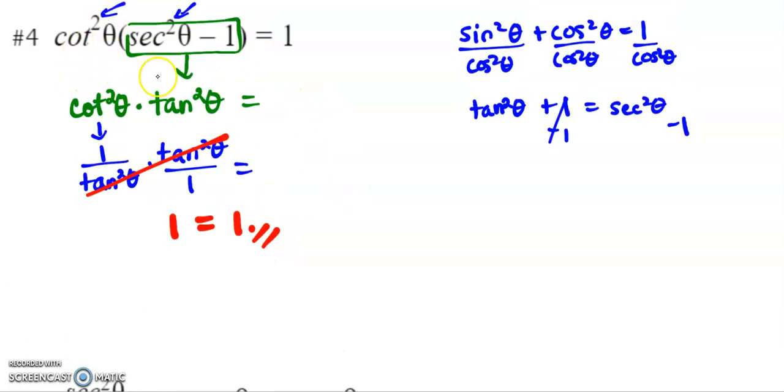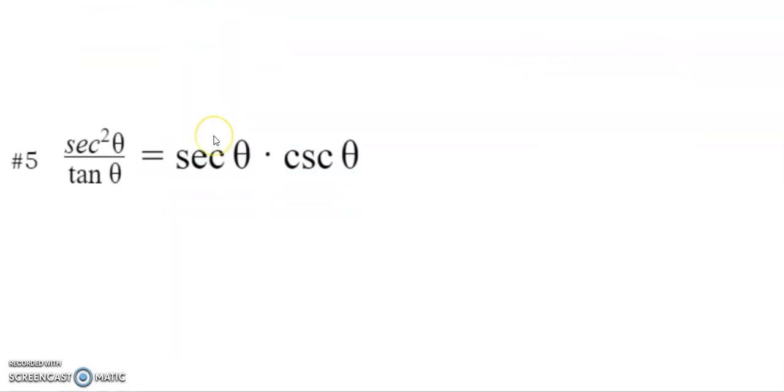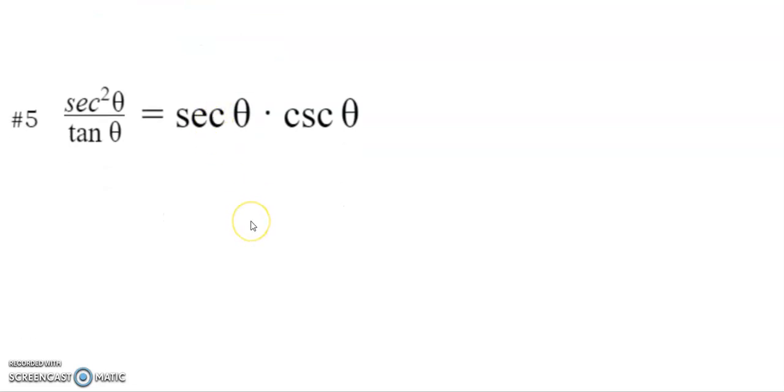Not so bad. Now, you could have done that by distributing the cotangent squared or doing some other stuff, but it would have taken you a lot more steps. That's the other thing. There's a lot of different ways to do these, but some of them take a bunch of steps. Okay. Secant squared theta over tangent of theta.